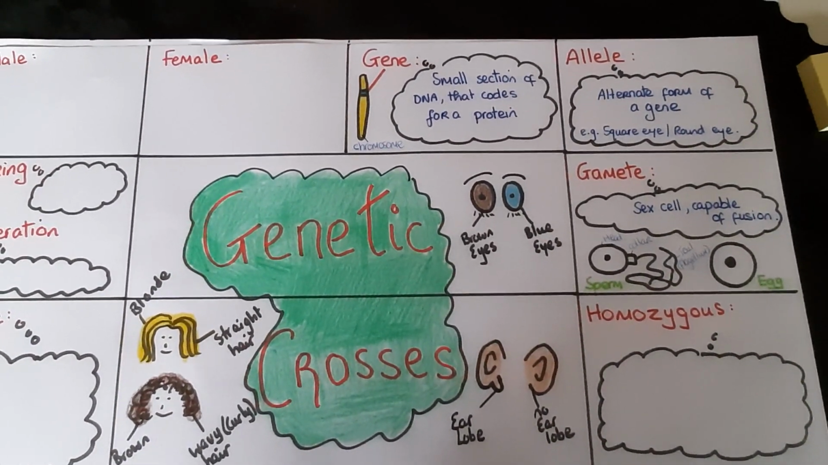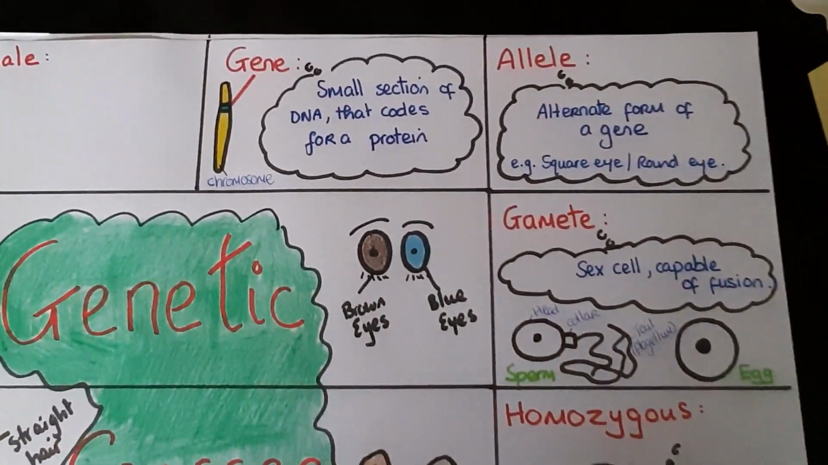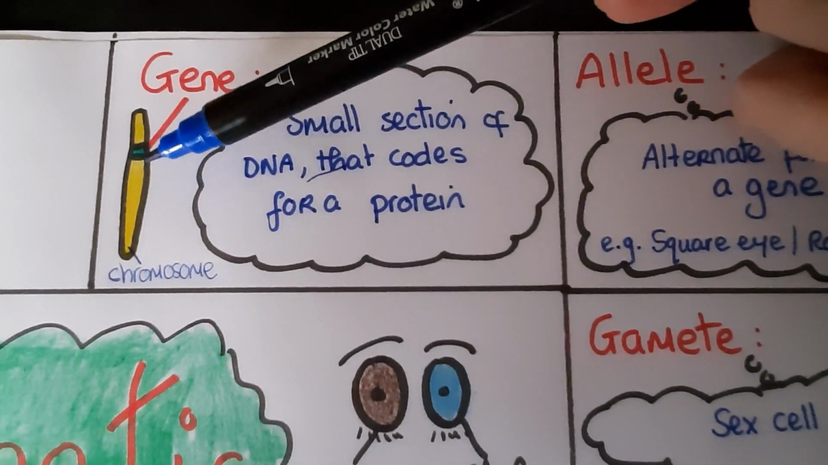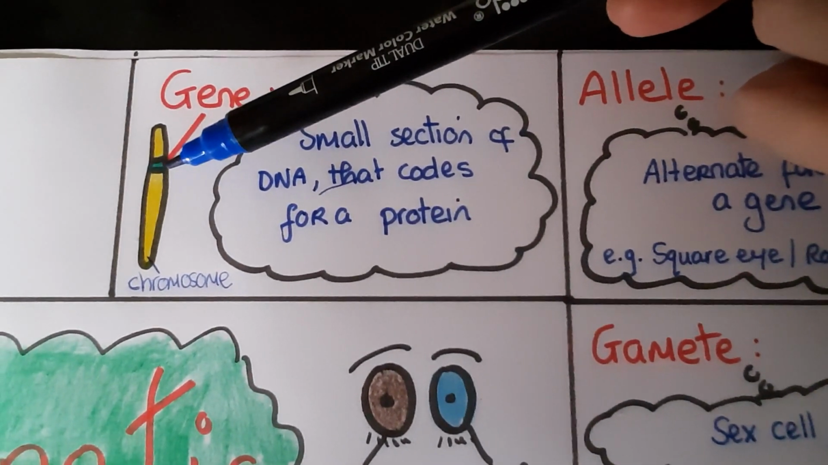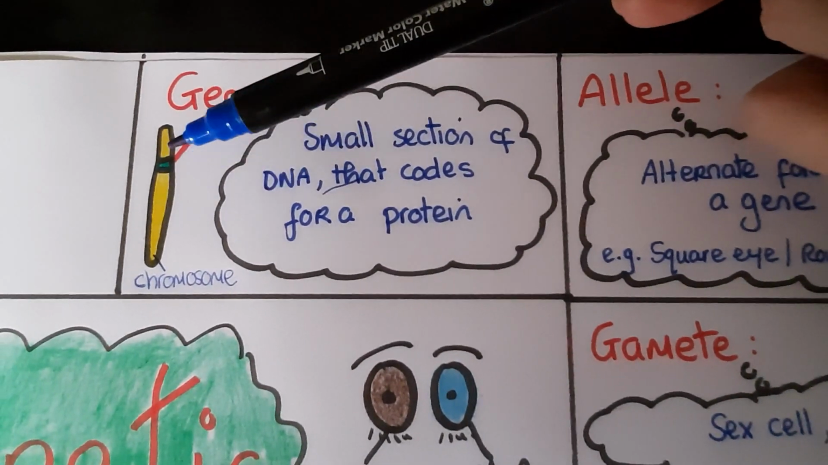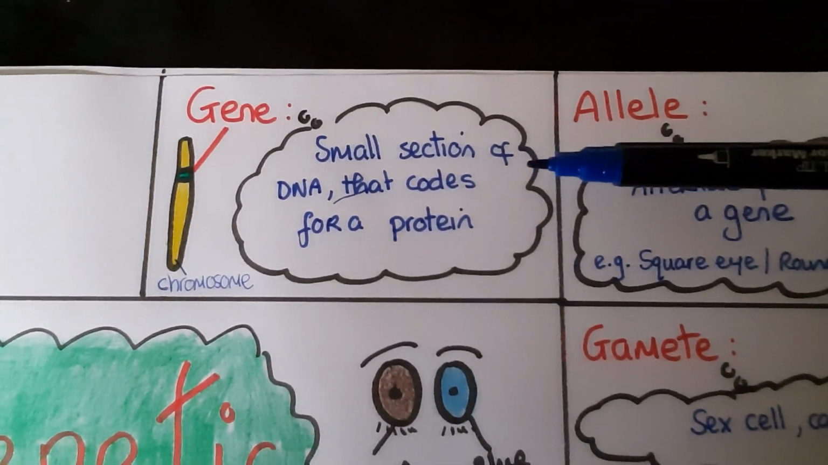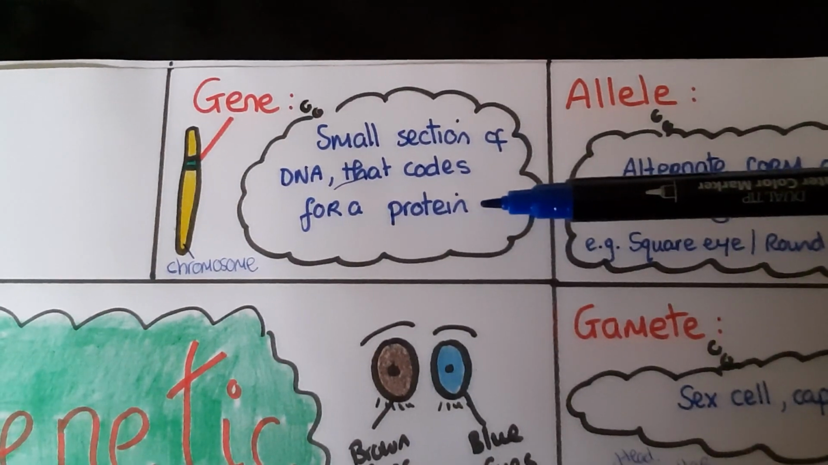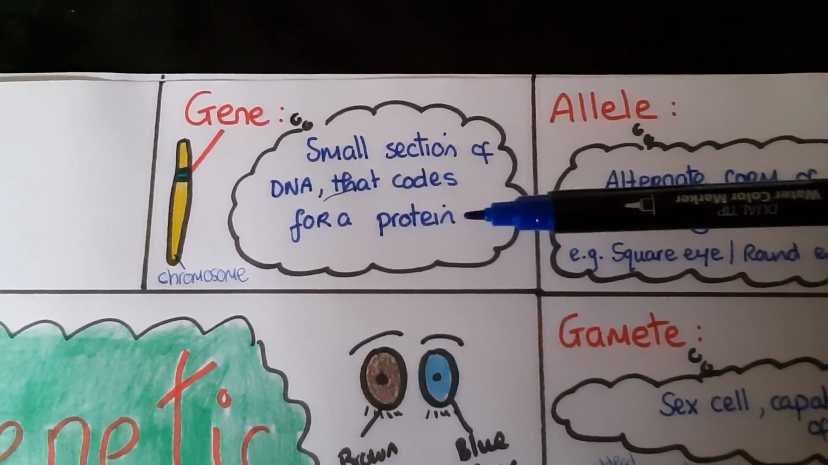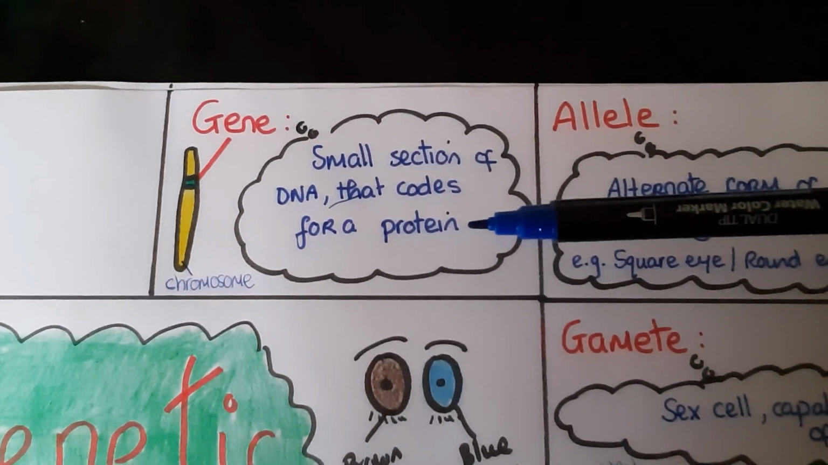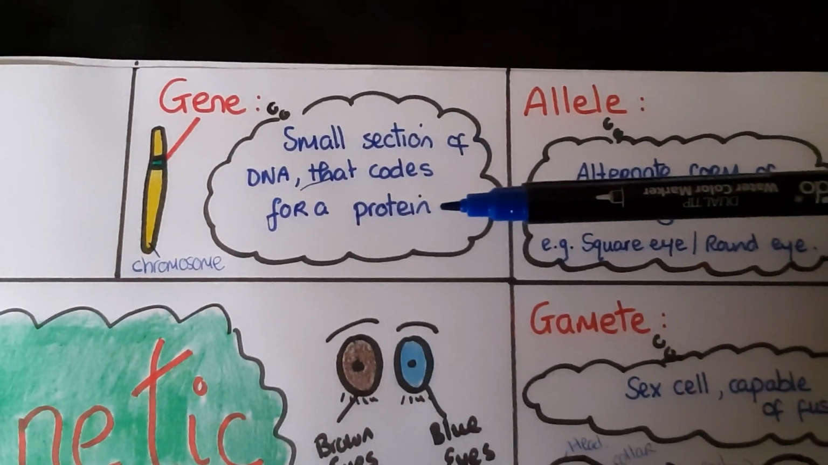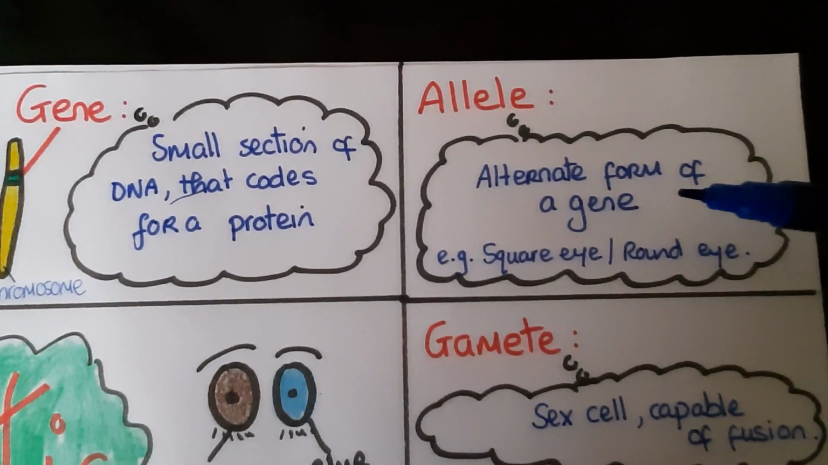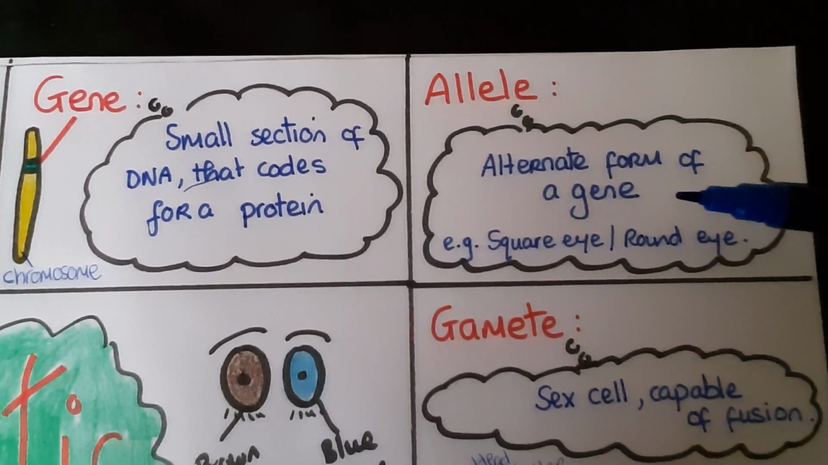So if we're going back to the idea of filling in our grid as we go, just be familiar with the idea that a gene, I've drawn a gene here on a chromosome. We know a chromosome is quite a long strand of DNA, and I've got one gene showing here on this particular chromosome, but we know there'll be many more genes on a chromosome, and that a gene is a small section of DNA that codes for a protein. In my example of the monsters, it's coding for the shape of their eye, but it might be coding for brown hair, blonde hair, brown eyes, blue eyes, or for somebody to be tall, another person to be shorter. And then the idea of an allele, that it's an alternate form of a gene. So square eyes and round eyes are the examples I just mentioned.